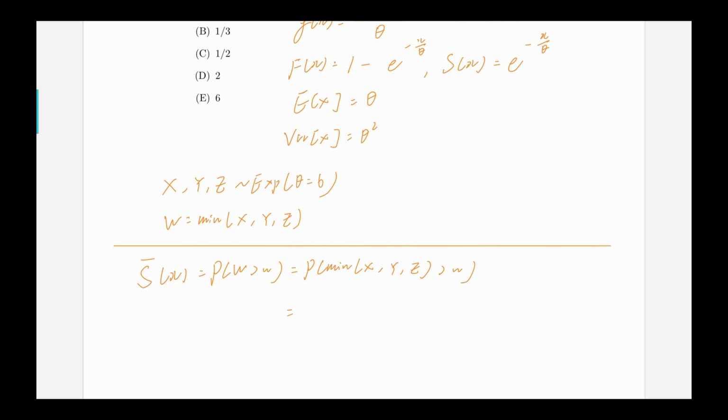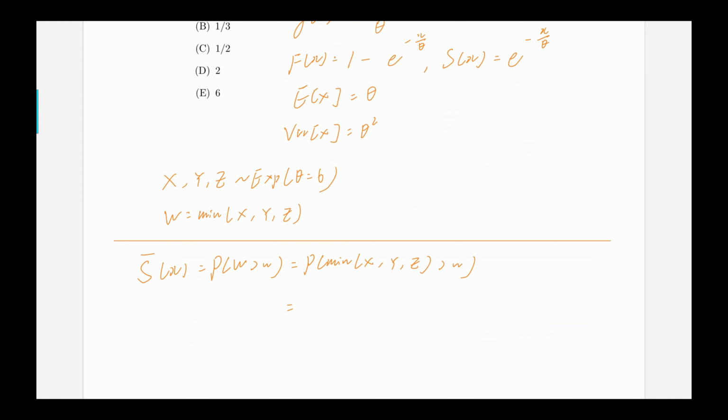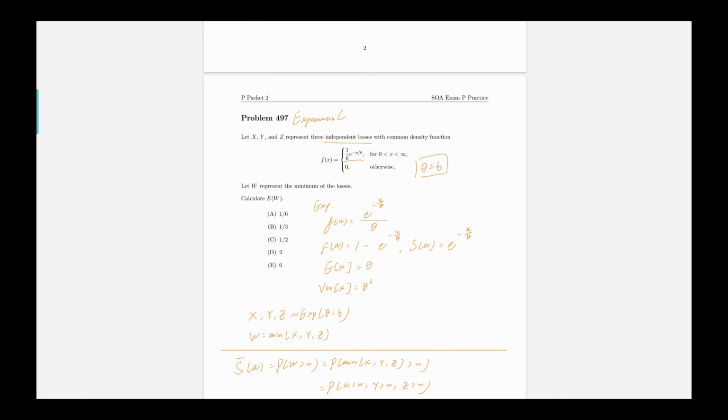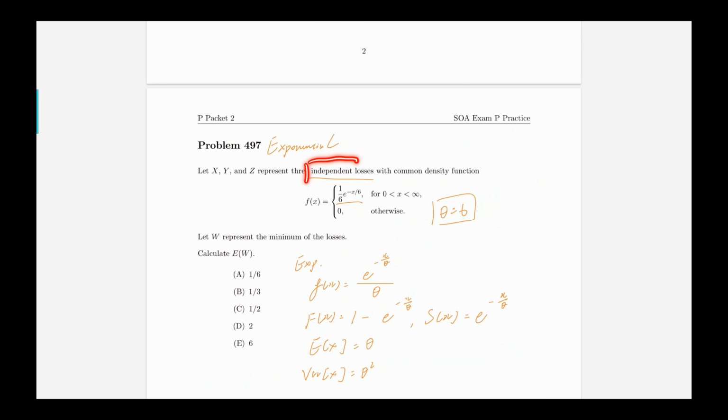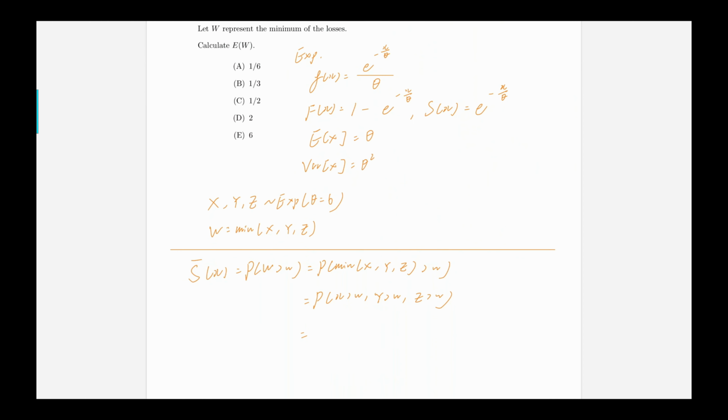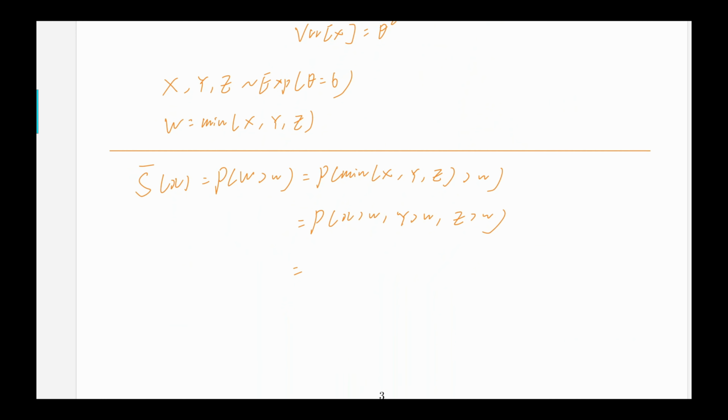So if you noticed, this means that all of x, y, and z must be greater than w. So the probability of x greater than w, y greater than w, and z greater than w. And since x, y, and z are independent, this is where we're using the independence here. Since they are independent, this means that I can split the probability. Sorry about my horrible handwriting.